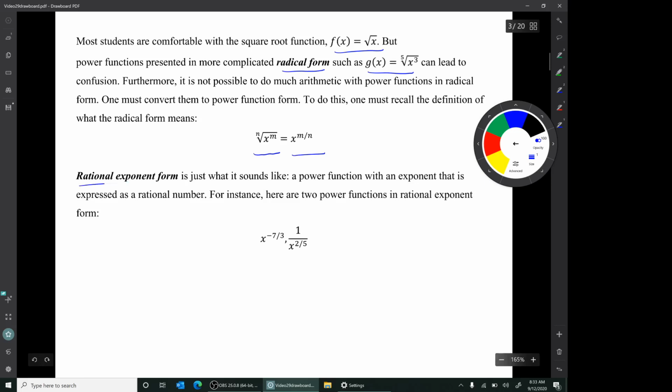Rational exponent form is just what it sounds like, a power function with an exponent that's expressed as a rational number. So, for instance, here are 2 power functions that are expressed in rational exponent form, x to the minus 7/3 and 1 over x to the 2/5. Let's go back up to our previous equation. In this expression, we have a power function expressed in radical form, and on the right side, we have the same power function expressed in rational exponent form.